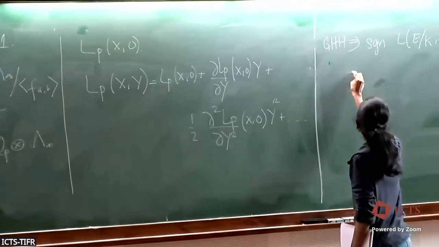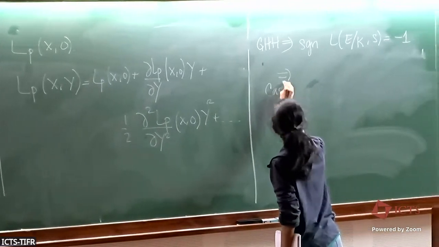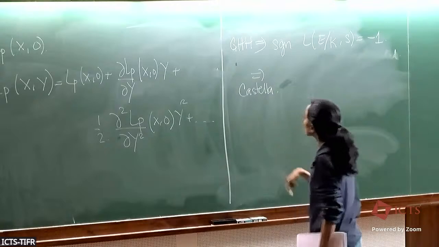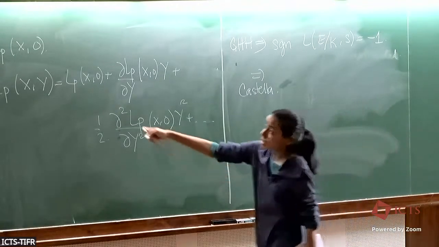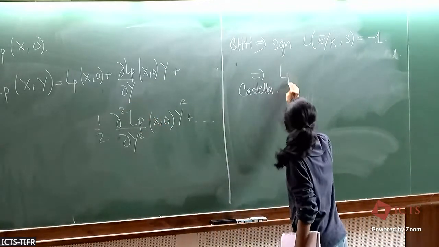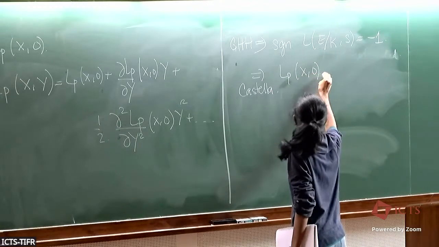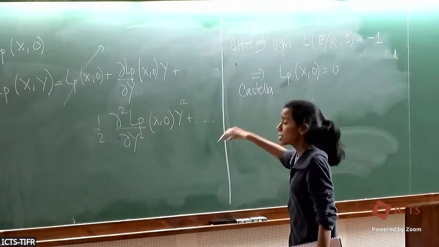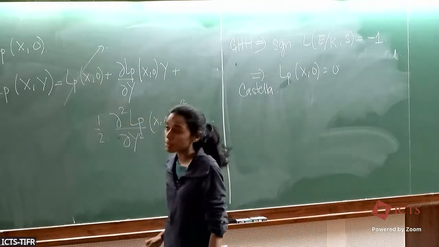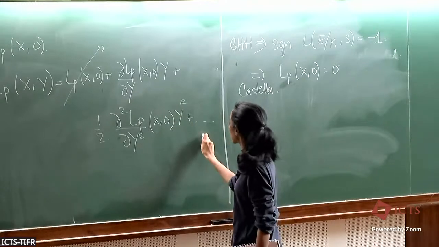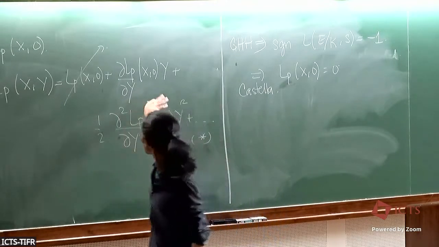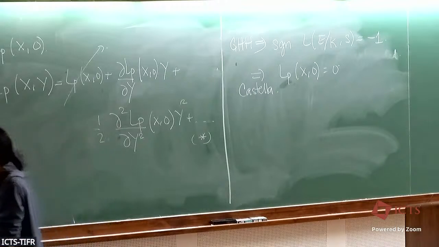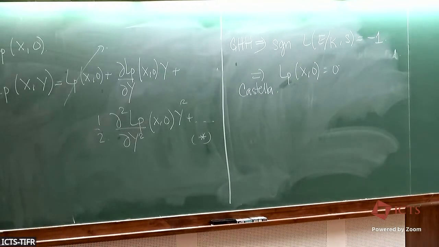And then it's a result of Castella that in this setting, this term is actually 0. So under GHH, this term is 0, so we only have these remaining terms, which are all multiples of 1. So that is going to be crucial for us.